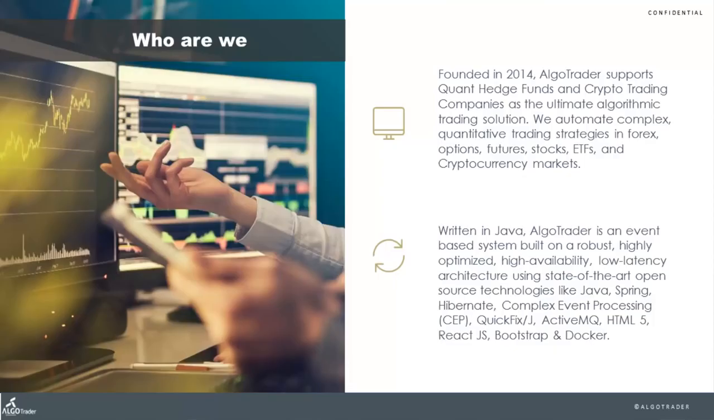Yes, so who are we? AlgoTrader. We started in 2014. AlgoTrader is a software for quantitative hedge funds and cryptocurrency trading companies that allows them to automate their trading strategies. So basically the platform allows automation of very complex trading strategies.